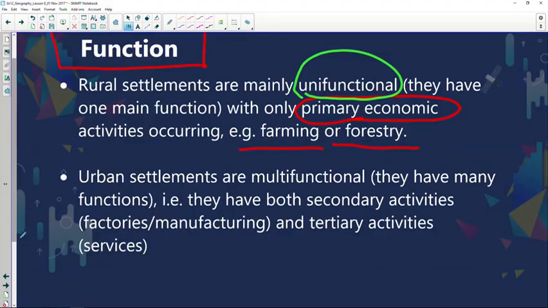Now, urban settlements are multifunctional, like I've mentioned. They have more economic activities. Urban settlements, for instance Johannesburg, have many secondary activities: manufacturing of steel, processing of food, factories developing material, and tertiary activities that provide services and sell the product. Whereas rural areas only focus on the primary activity.